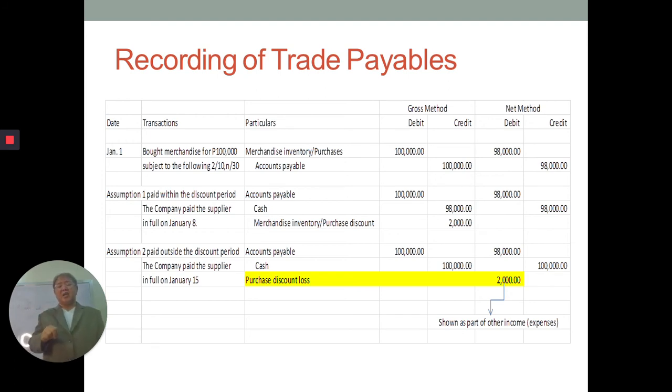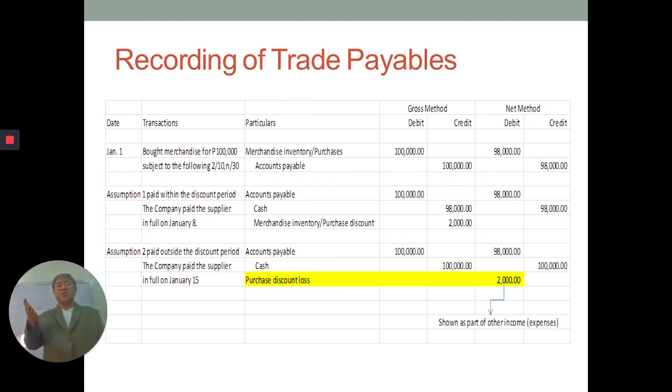Okay? So what will be the entry for the gross? Remember, under the gross method, we do not recognize the discount first, no? So at initial recognition, we value the merchandise inventory or the purchases and the obligation at gross.